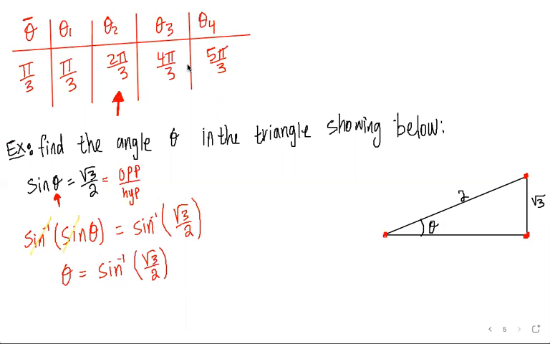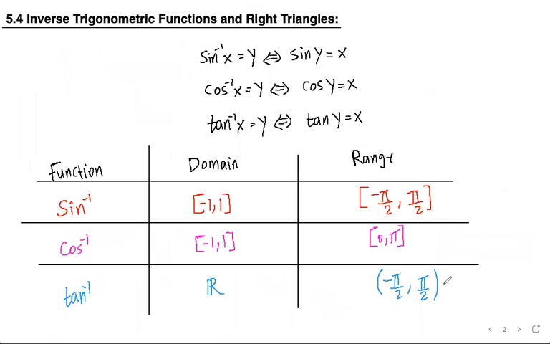So which angle, I go back to the given. Which angle, if I plug it inside the sine, gives me the answer square root of 3 over 2? Look, it is positive. So this means the angle must be in the first quadrant, because the value for theta should belong to the range between negative pi over 2 and pi over 2.